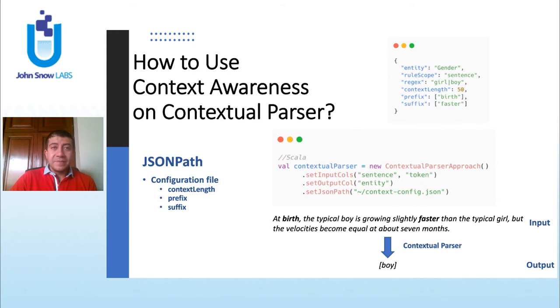So, for example, using this sentence as input, if we want to retrieve boy and girl, as long as they are surrounded by the words bird or faster, we define it this way. This is the JSON configuration file, and this is the annotator that we define. We just set the JSON path and everything is here. See, in the example sentence, the word boy is the one surrounded by bird and faster within 50 characters, as defined in the configuration file, so the output will be boy. Note that prefix and suffix fields are arrays, so we can define any set of words we need. The annotator will consider a match for any of the words in the list.